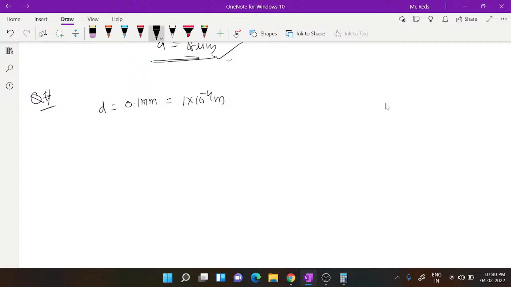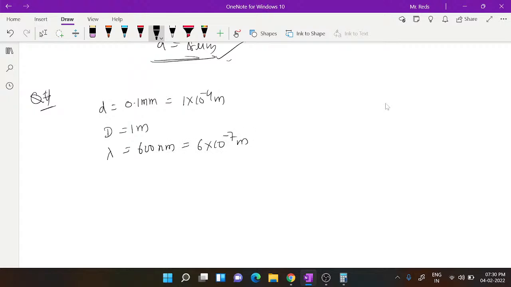The distance between the slits and the screen is capital D, equal to 1 meter. And the wavelength of the light used is lambda equal to 600 nanometer, which can be expressed as 6 into 10 to the power minus 7 meters.